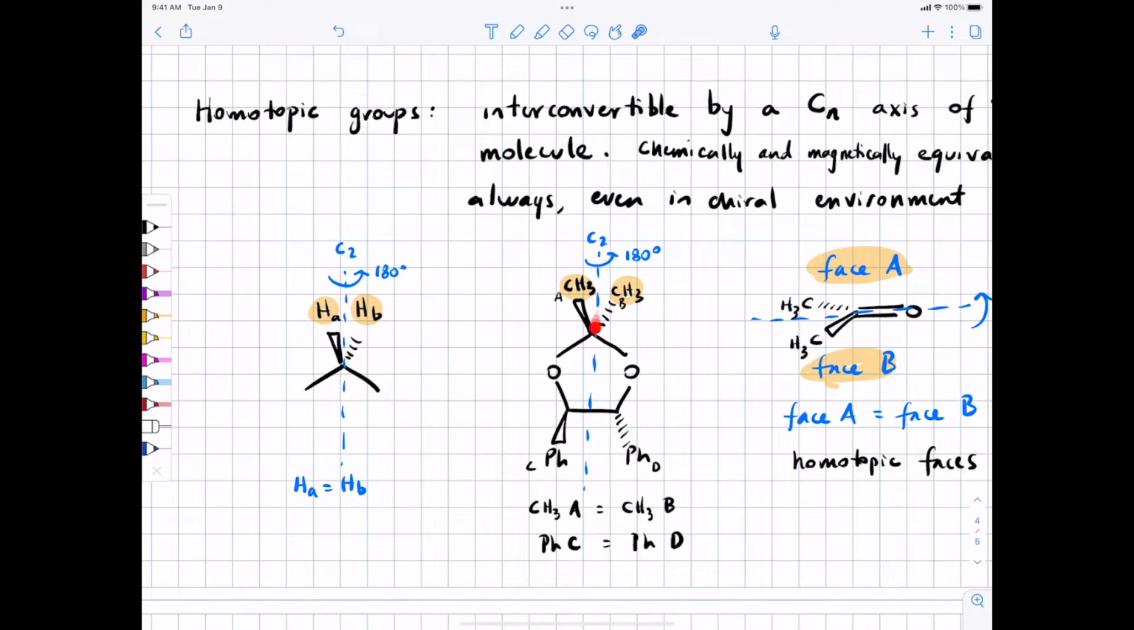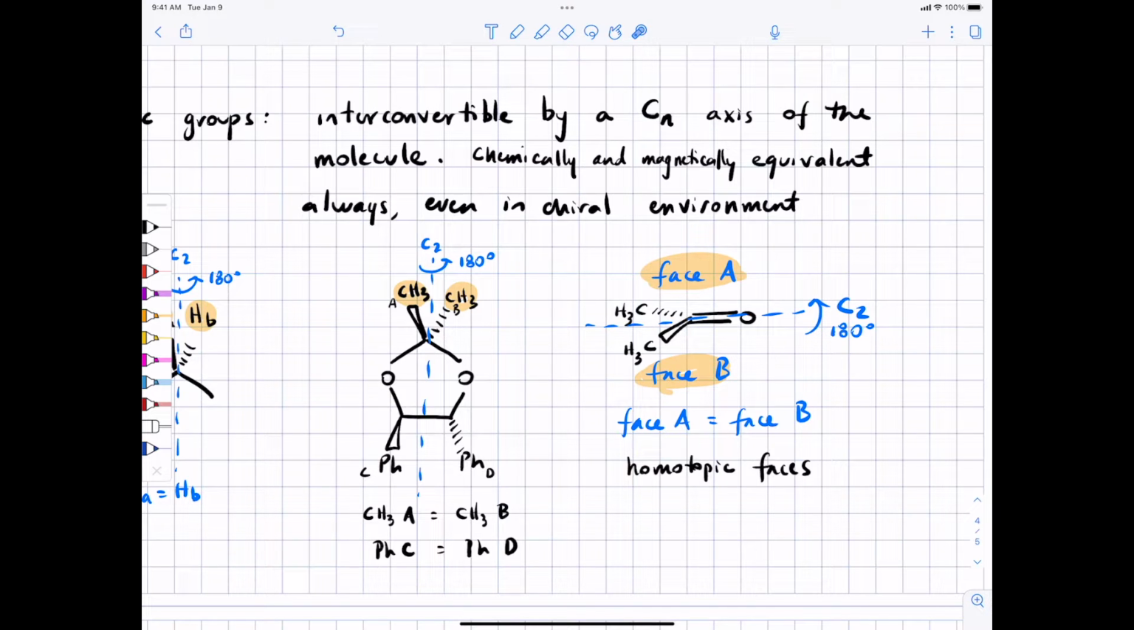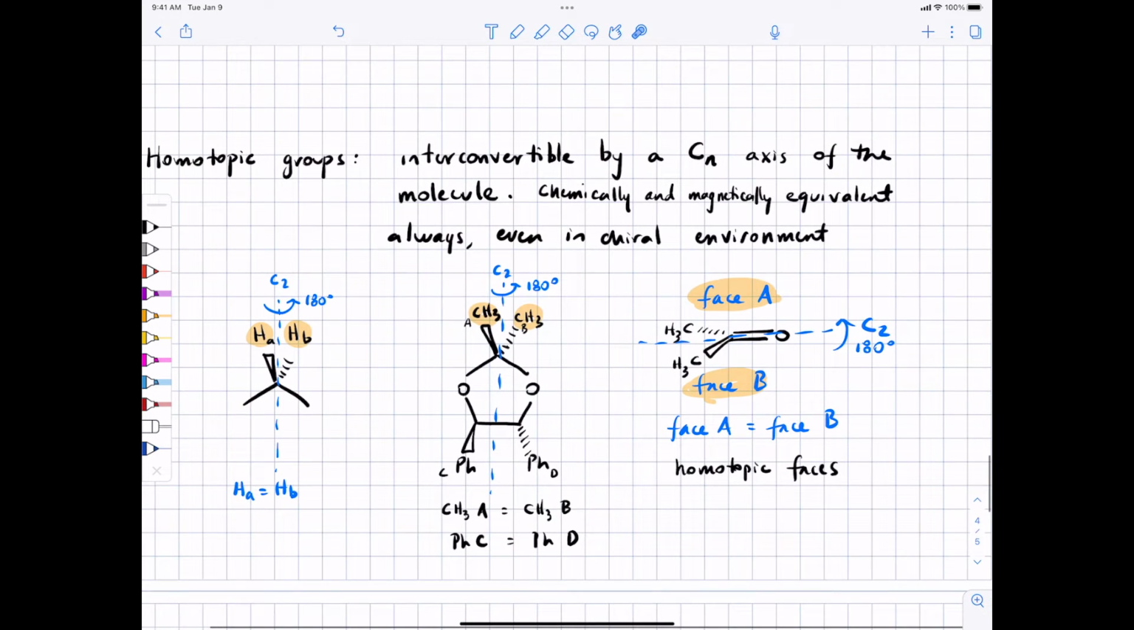Similarly, through this C2 axis indicated here, again in the plane of the page, bisecting these two carbons, going through that carbon, the two methyl groups interchange places. Also the phenyl groups interchange places. So it is correct to say these methyl groups are homotopic. They are magnetically and chemically equivalent always, even in a chiral environment. Similarly, these phenyl groups are homotopic. And then we can also apply this reasoning to faces of planar molecules.